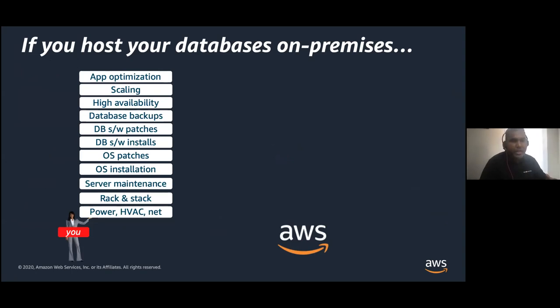Starting from the bottom, you have the power, then you have the rack. Anybody who has experience working in a data center will see there are a lot of racks. Racks have redundant power, then there's cooling, HVAC, all sorts of things. Then there's also OS installation before you could even put in the database you want on that server. With the OS, you would have OS patches, security patches and whatnot.